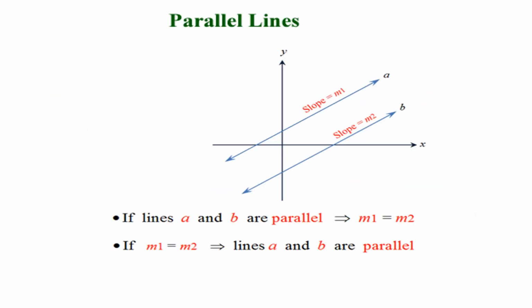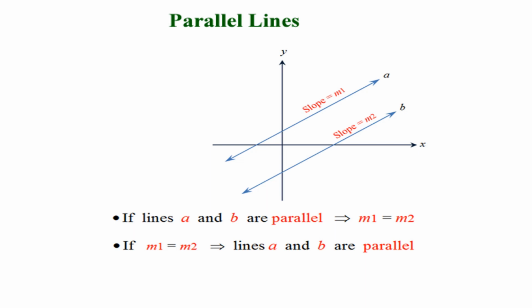So next we talk about parallel lines. If lines A and B are parallel, then M1 equals M2, which means the slopes are equal. Then we can say they are parallel lines. Parallel lines are always in the same direction. You can see A is going towards the right and B is also going towards the right side.